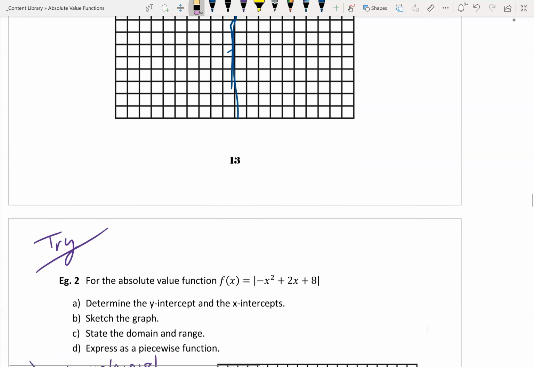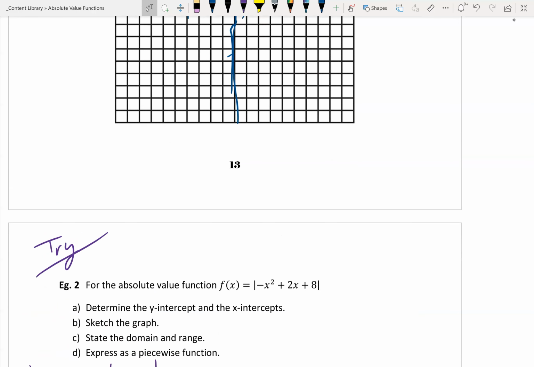I want you to try the next one on your own. Follow the very first example we did together to find the x-intercept and the y-intercept, and then press play to go through the solution.